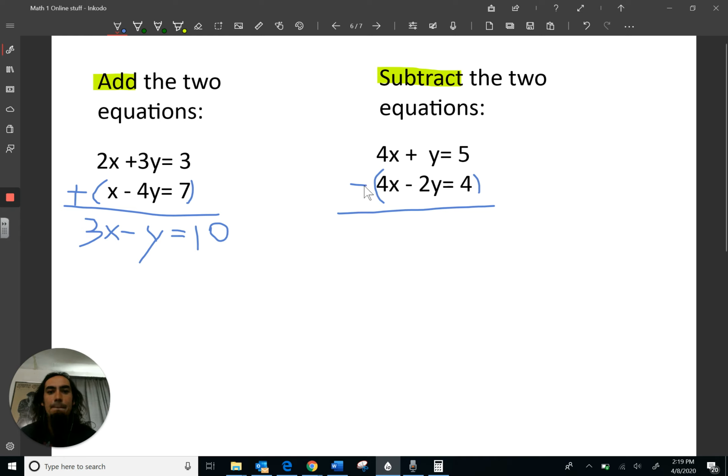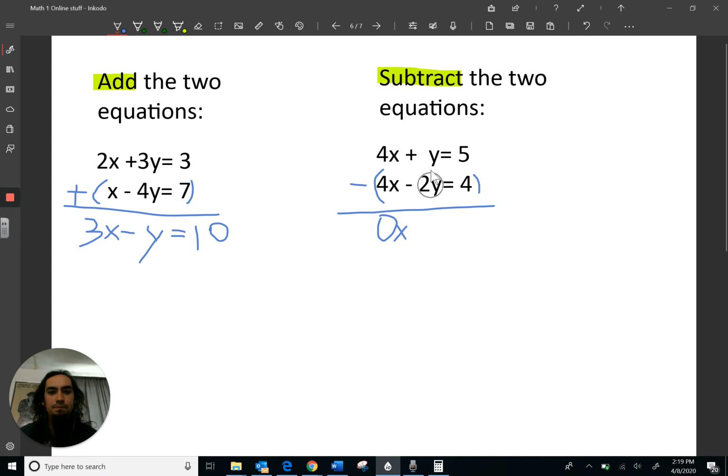4x minus 4x. So we have 4x's, and then we're going to take away 4x's. What's left over? Nothing. We have 0 x's left. So I'm going to put 0x for right now, and then later we'll talk about how that could be rewritten.